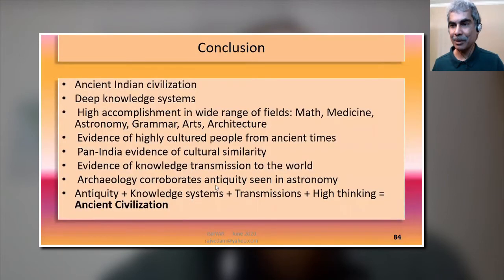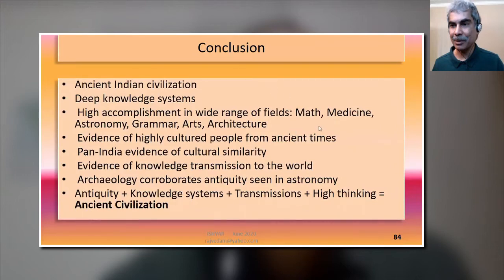So my conclusion is that we have examined the evidence for an ancient Indian civilization. It is clear that with the amount of deep knowledge systems in India, it is not possible to have accumulated so much knowledge between 1200 BCE till the time the Muslims destroyed learning in India around, let's say, 11th century or 12th century and so on. It's not possible. So you must have had a long gestation with knowledge systems.